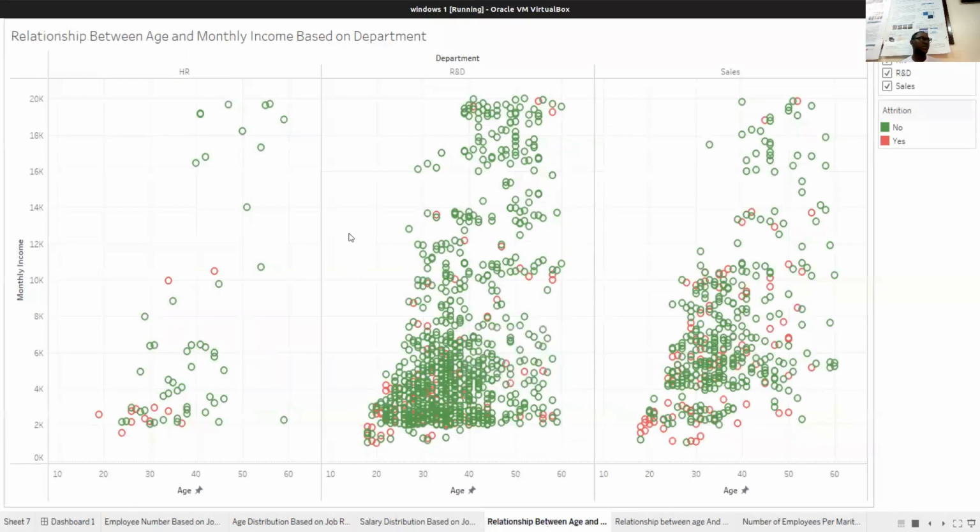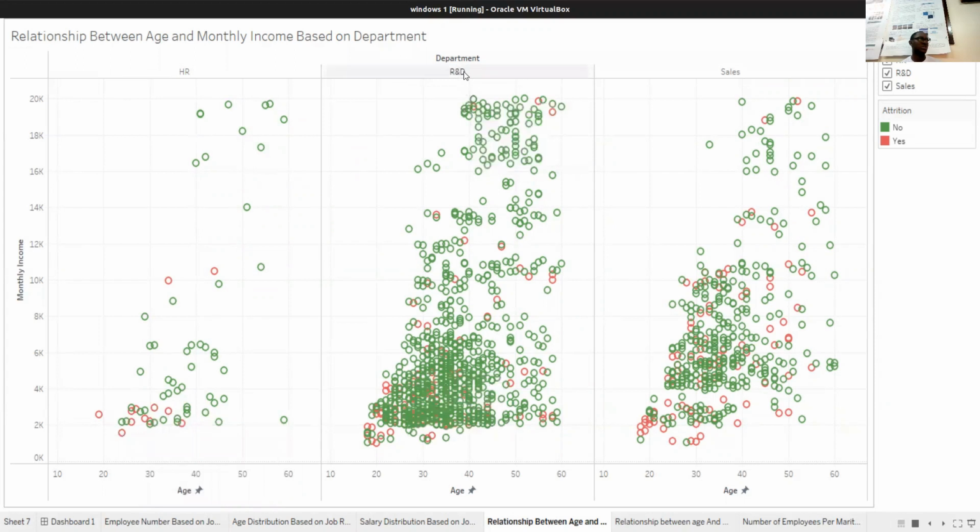So next, I wanted to understand how the monthly income relates with age in the different departments. So beginning with HR, we see that for HR, most of the employees that leave their companies are the ones that earn the least salaries or monthly income here in the HR department.